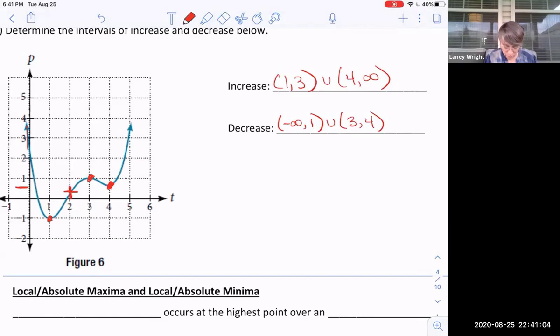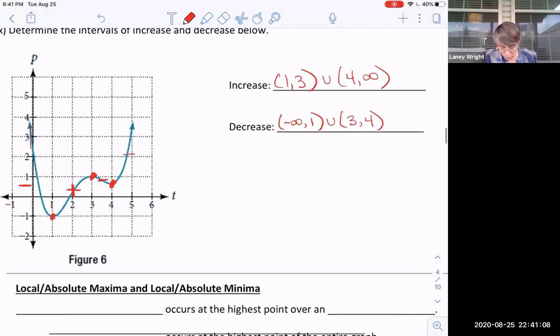In between 3 and 4, it's going down, so it's negative. After 4, the slope is positive because it's going up. So you can do it that way as well if you're using the same color pencil for everything.